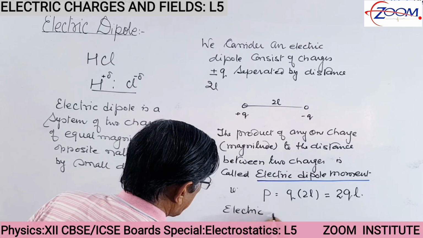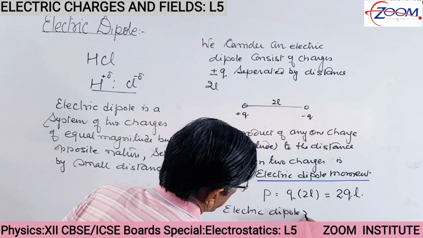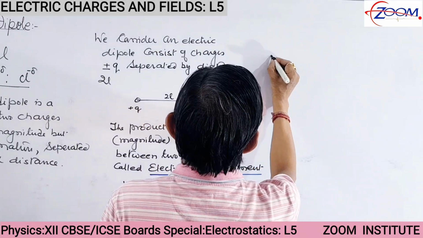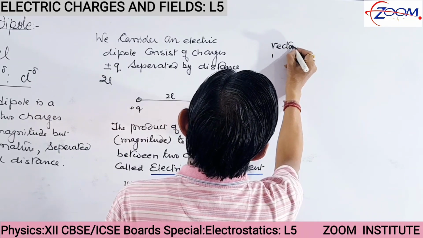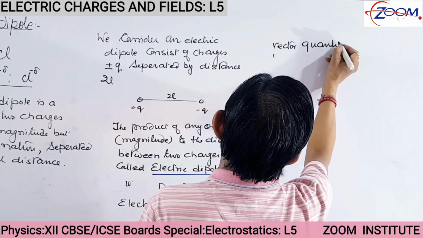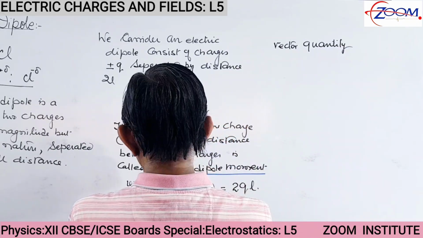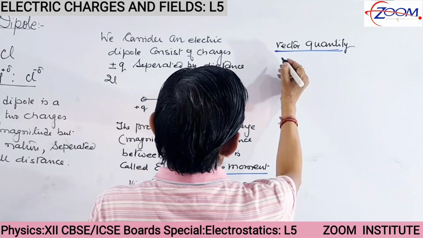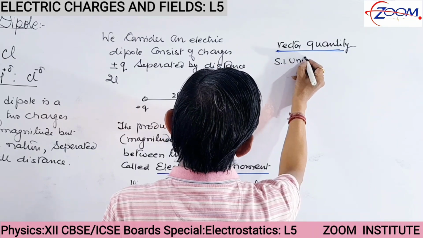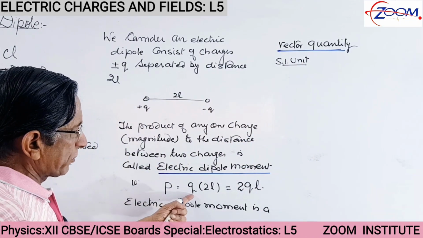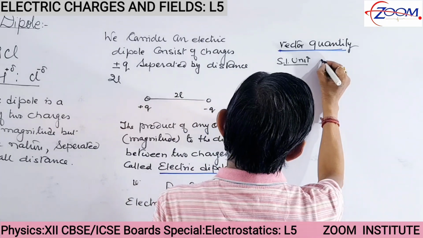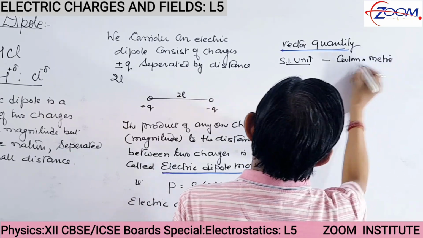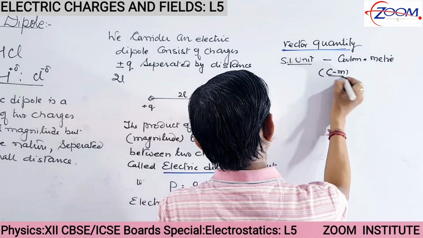Students, electric dipole moment is a vector quantity. Remember that electric dipole moment is a what? It is a vector quantity. SI unit: it is basically the product of the charge with length. Charge unit is coulomb and length unit is meter. So its SI unit is coulomb meter.